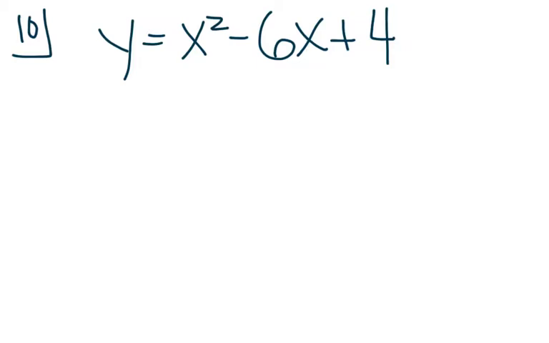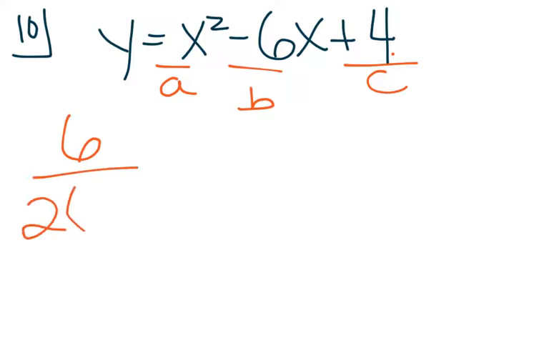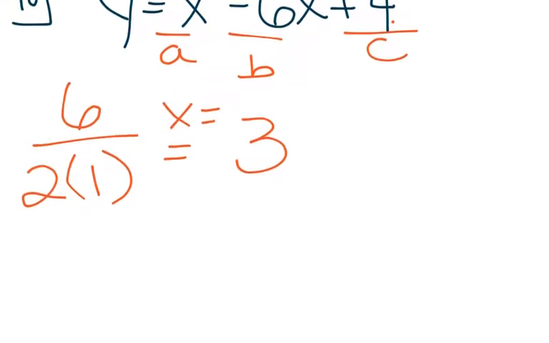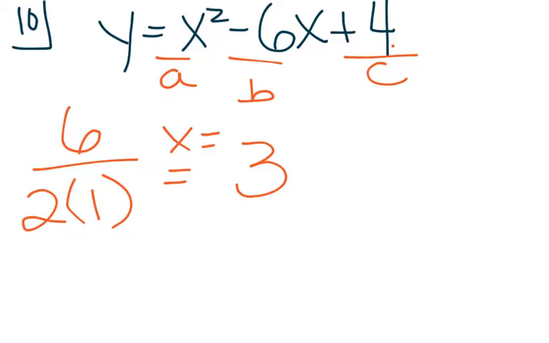We have opposite of B, so this is B, 1 is A, and C is 4. So the opposite of negative 6 is positive 6 over 2 times 1, because A is 1, so that's 3, because 6 divided by 2 is 3. X equals 3.